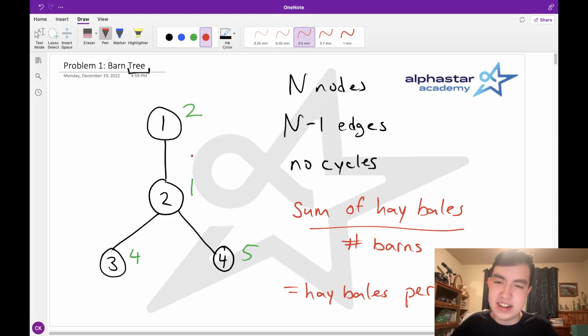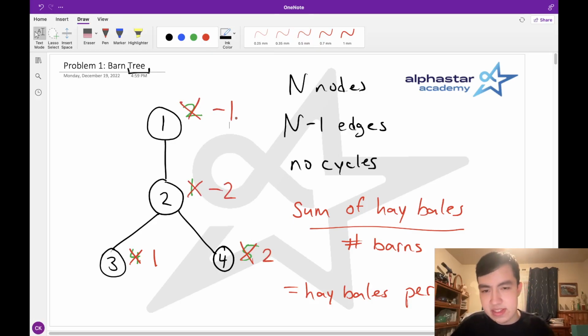So for instance, in our sample input here, we're meant to get 3 hay bales per barn, since there are a total of 12 and there are 4 barns. So if we subtract 3 from every one of the nodes, then what do we get? We get 1 here, we get 2 here, we get -2 here, and we get -1 here.